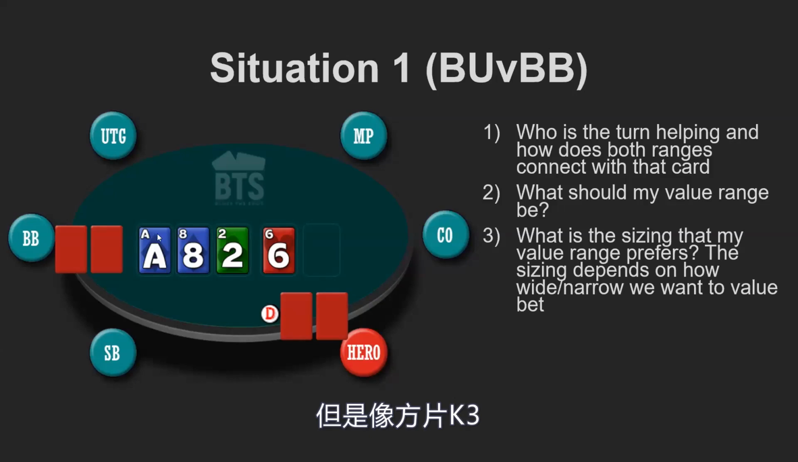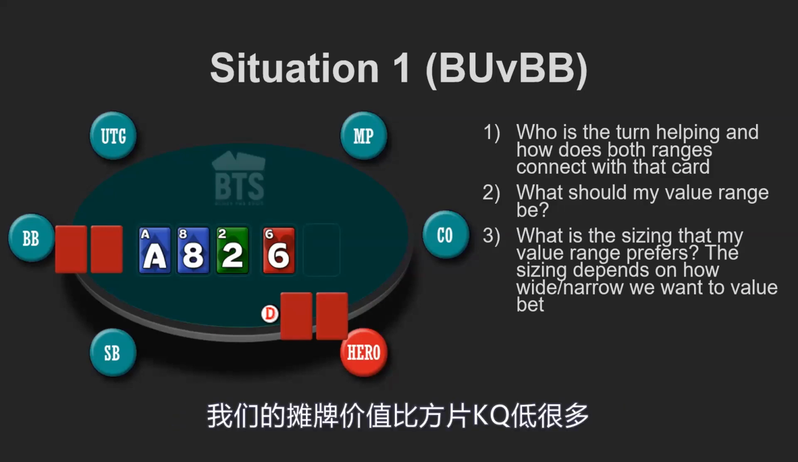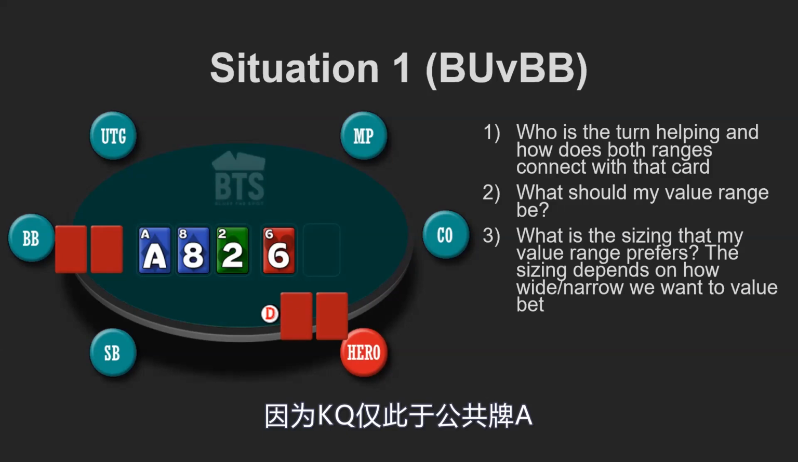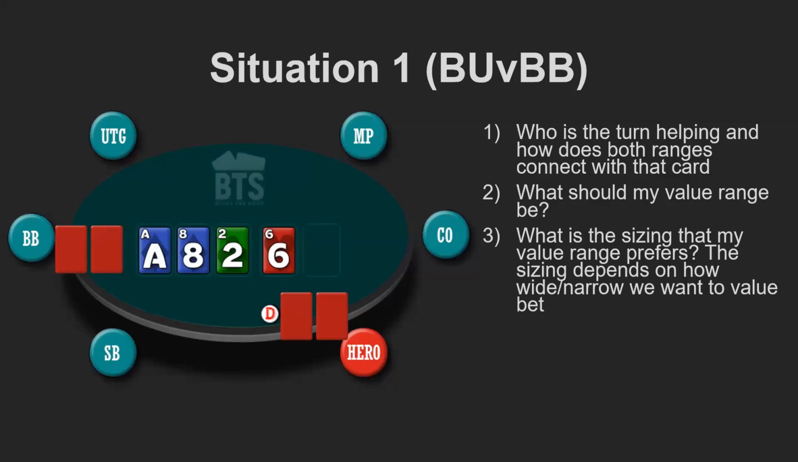So hands like king 3 of diamonds are the type of hands I would be overbetting for sure, because we have less showdown value than king queen. With king queen we have two overs to the 8, which is great, and with king 3 we have a bit less showdown value. So I would start overbetting hands like king 3, king 4 of diamonds before king jack and king queen.